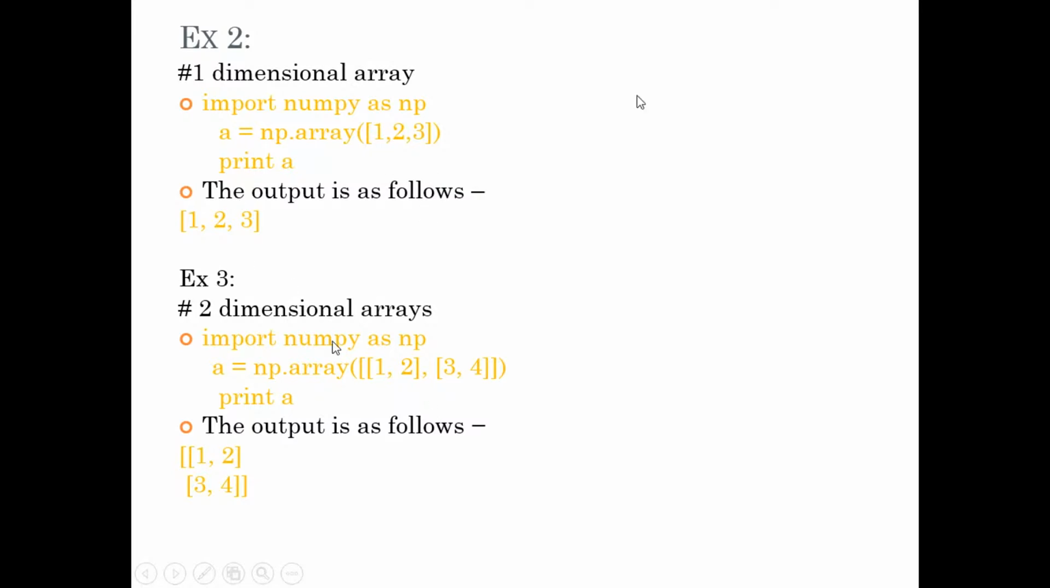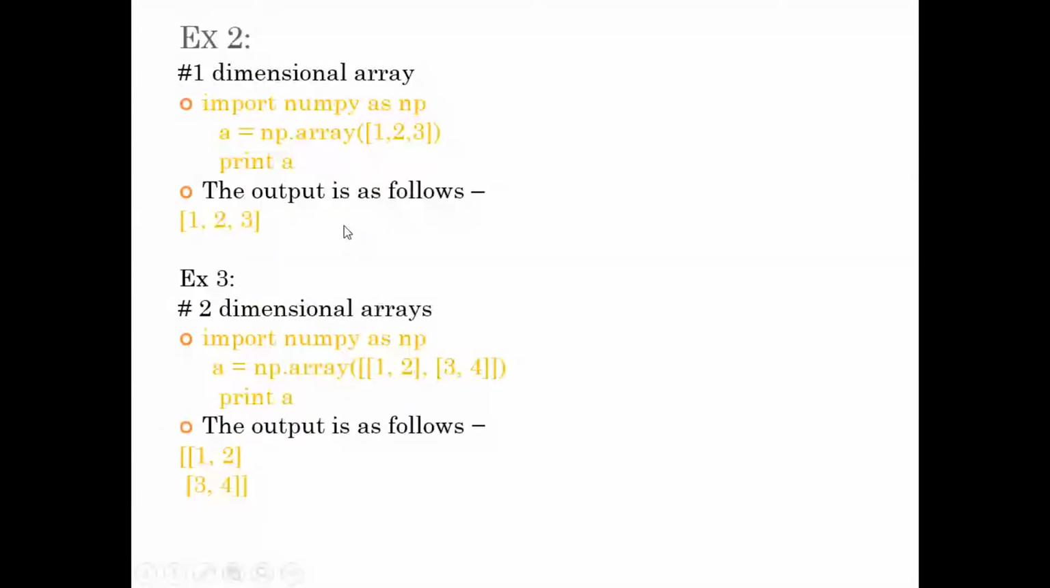When you say two-dimensional array, you have two groups of square brackets added. So that makes it a two-dimensional array. When I print it, it is printed like this. Earlier, they used to be printed as a list. Now they are printed as a matrix.